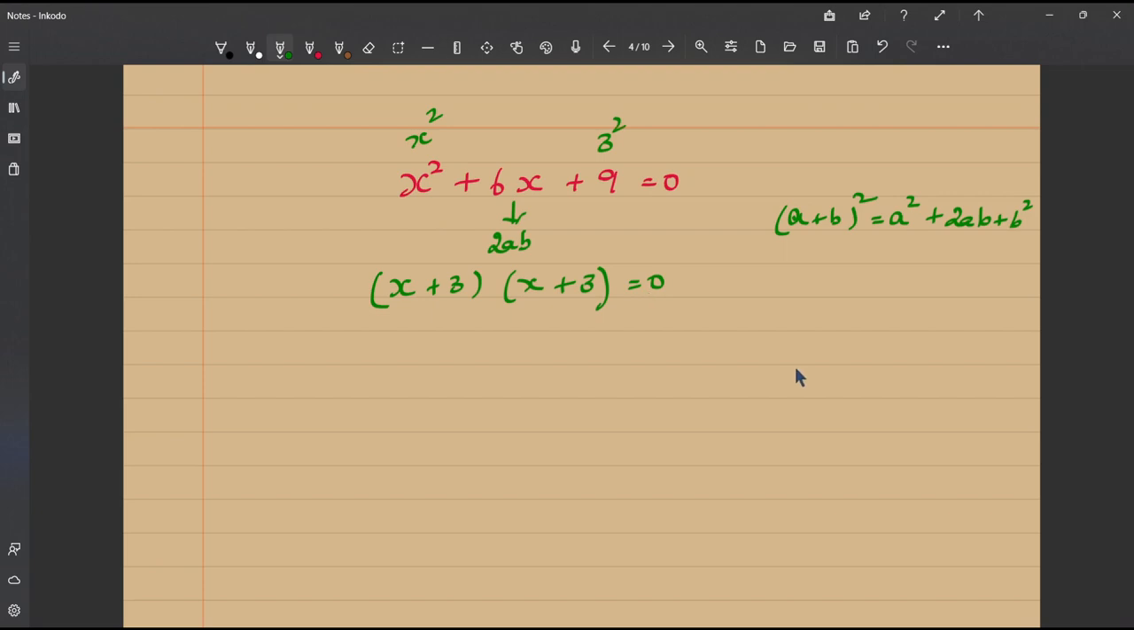Now, what if they are not perfect squares? We do have many quadratic equations which are not perfect squares. How do we find the roots of these quadratic equations? How do we factorize them?